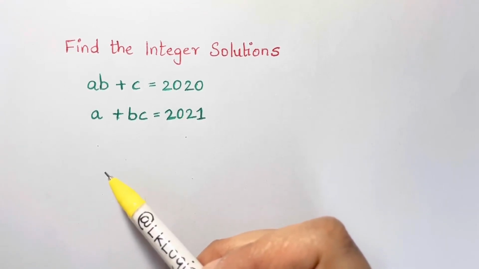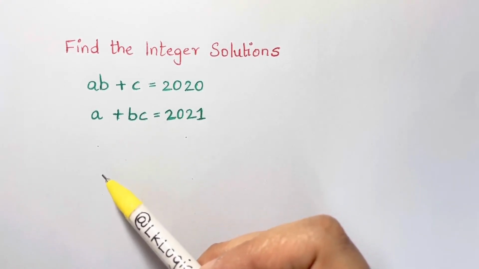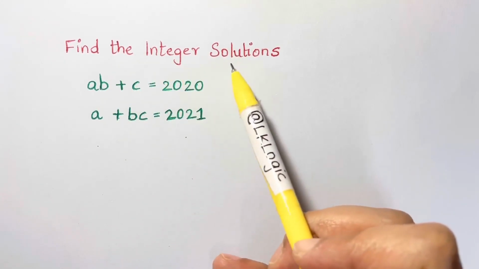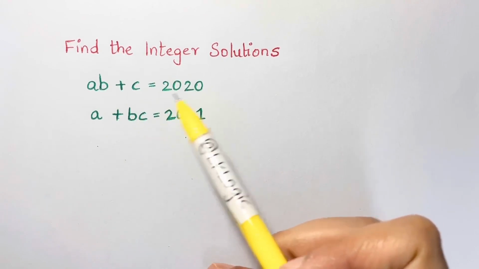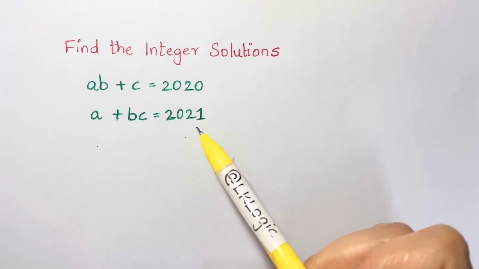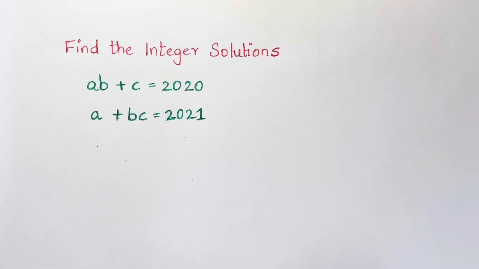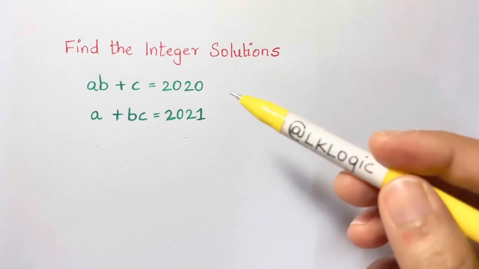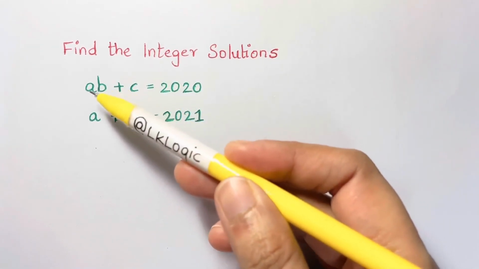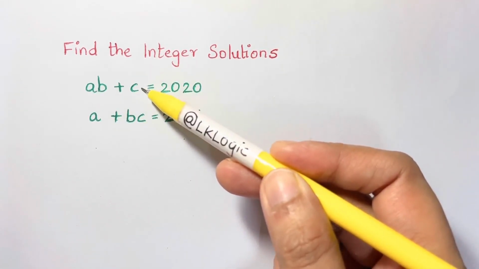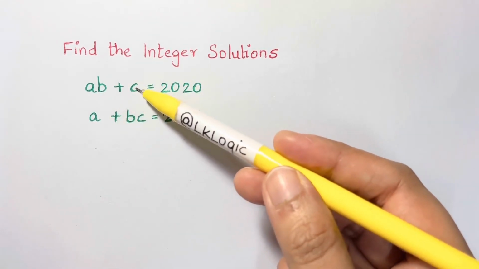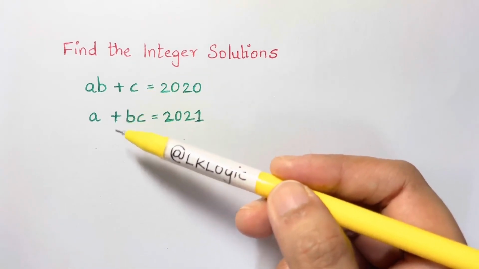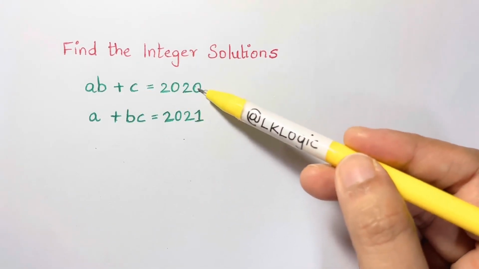Hi guys, here we have another Math Olympiad question which says find the integer solutions for this: AB plus C equals 2020, A plus BC equals 2021. Now here usually we have done equations with two variables. Here we have two equations with three variables. So how many solutions are there? We have to find out what is the value for A, what is the value for B, and what is the value for C.